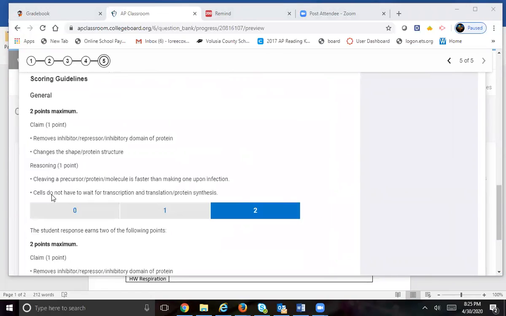You can't just say, and this was a big thing this year, you can't say because it's already there, because it's there. You have to say that the cell is saving time by not having to turn it into a protein through transcription and translation.